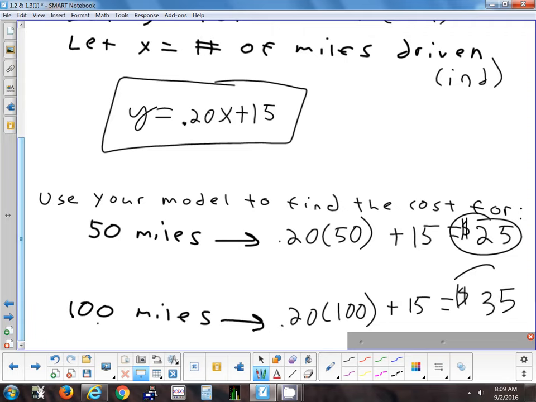Which is going to give me a total cost of how much? 35. Okay, so be careful. Sometimes you try to do shortcuts in your head and you think, oh, double the miles, double the cost, and you don't even think about it. But that's not right. 35 is the correct answer. Any questions on that?